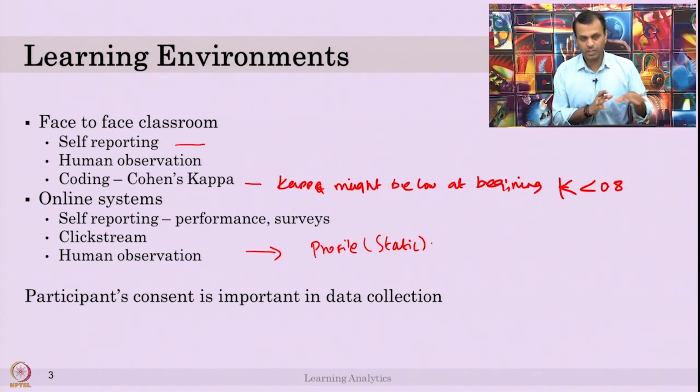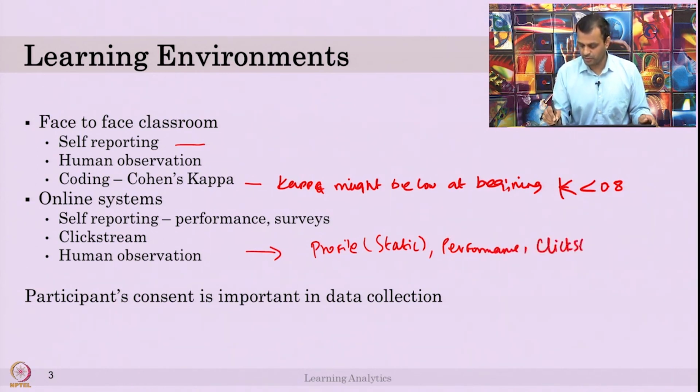And clickstream data is other data, where you observe all the interactions. And the performance data is another data. So, profile, performance, clickstream data, that is the data we compare. By using the clickstream data and the performance, by combining these two, you might come up with some dynamic data.